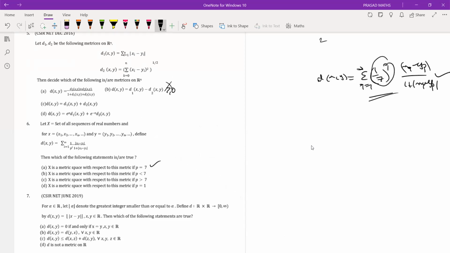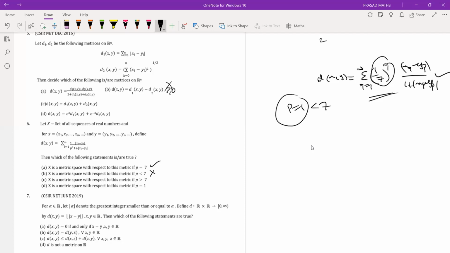Now look at the second option. X is a metric space with respect to the metric if p is less than or equal to 1. Is it true? If you take p equals 1, in fact, it is not.